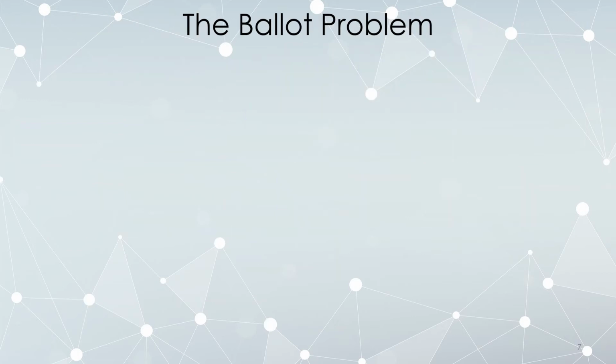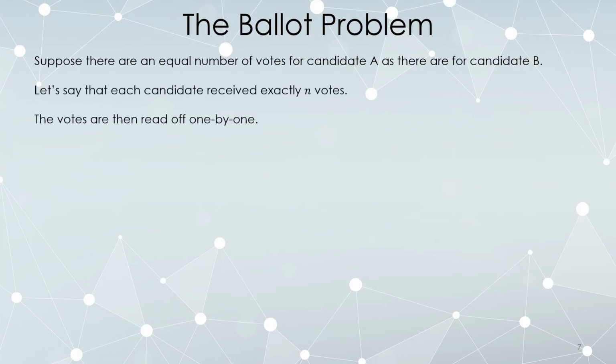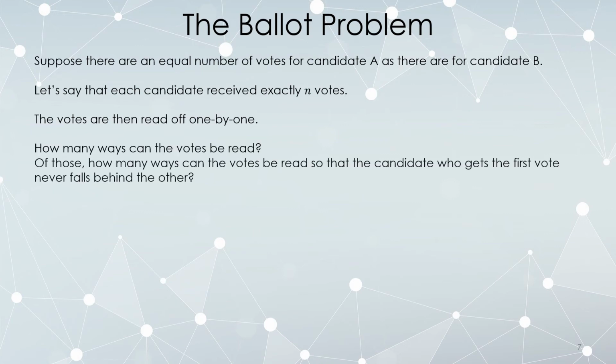An application of Catalan numbers comes in something called the ballot problem. Suppose there's an equal number of votes for candidate A and for candidate B. So candidate A has received n votes, and candidate B has received exactly n votes. The votes are then read out one by one. So someone stands there, pulls out a vote, and says A or B. And we know in advance there's going to be exactly n votes for each one. How many ways can the votes be read?